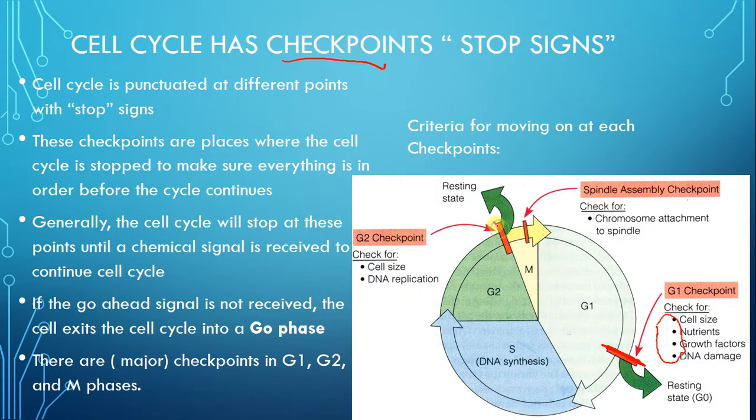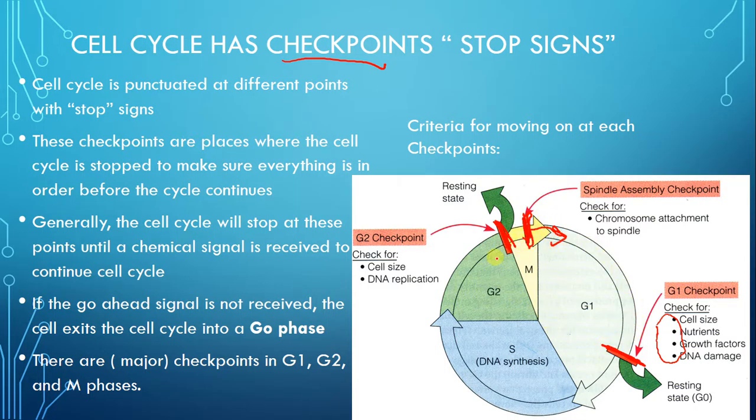And then another checkpoint happens in the G2 phase, making sure, yep, we have enough room to duplicate, our DNA is replicated, no errors, and then it goes to mitosis. And in mitosis, there's then a third checkpoint. When the spindle fibers in metaphase are all connecting to the kinetochore of the chromosomes, they check to make sure that all the chromosomes are attached to spindle fibers before anaphase starts. And once the signaling molecule is present, it can continue on.